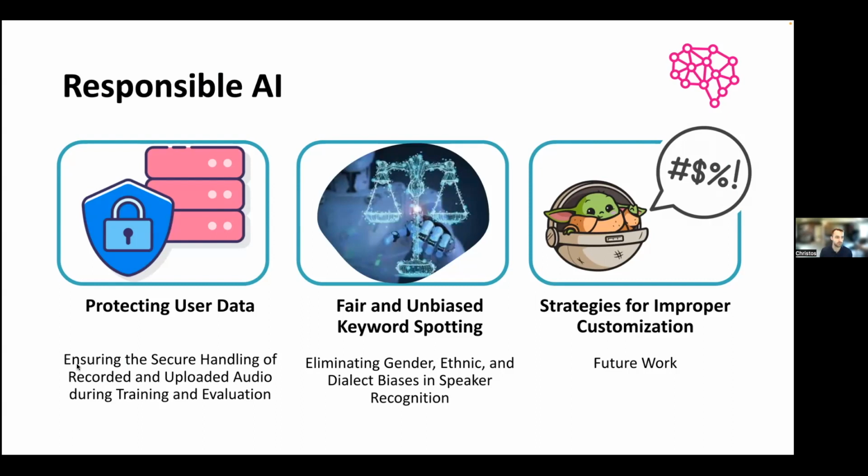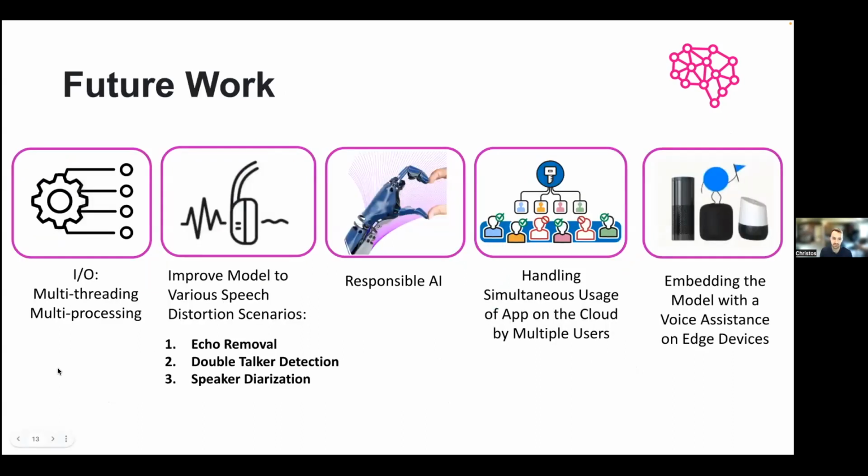Speaking of future work, in the next slide, we can see that we hope to improve our real-time audio processing with multi-threading and multi-processing, improve the performance of the model by incorporating echo, double talk, and speech diarization, which are audio processing techniques, continue to improve our responsible AI approach, as well as the handling of simultaneous usage on various cloud platforms with multiple users, and then embedding our model into edge devices such as smartphones.